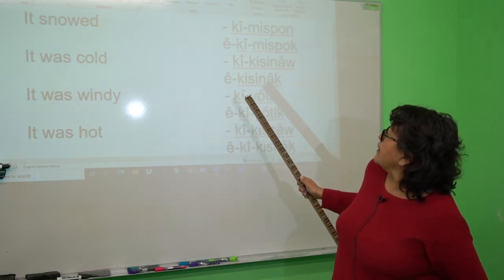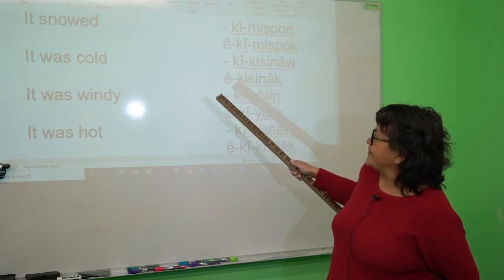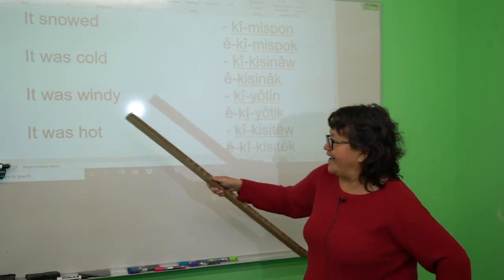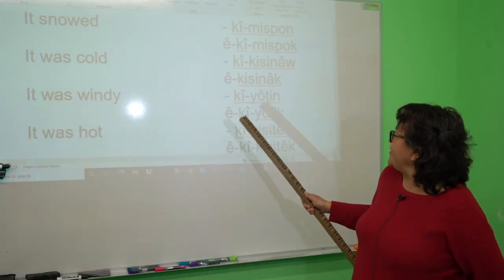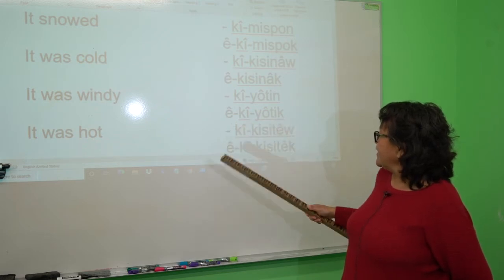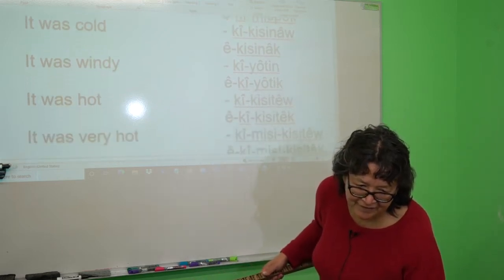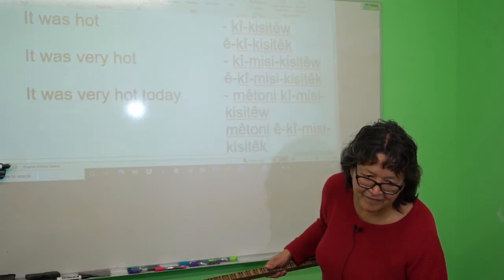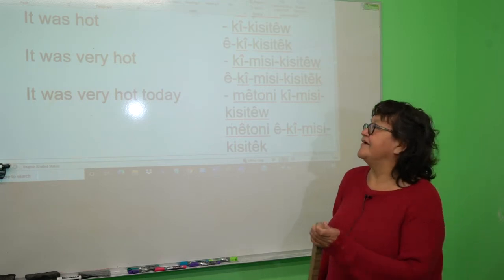Egi gisinag. There's supposed to be a key in here. 3 points. It was windy. Giotin. Giotic. Yeah, we got a little bit of rain last night.